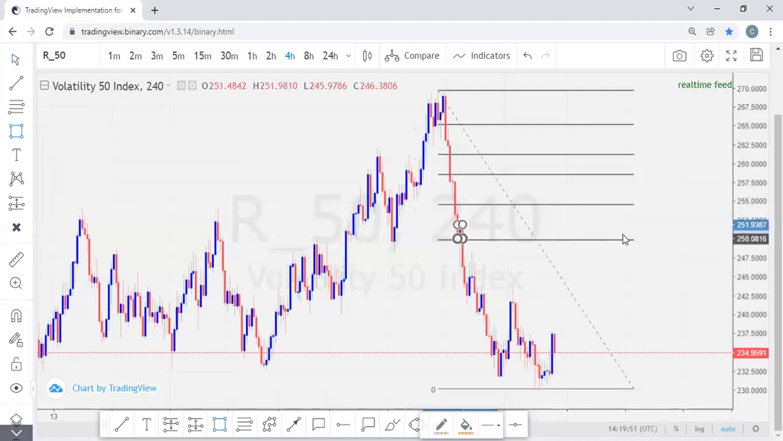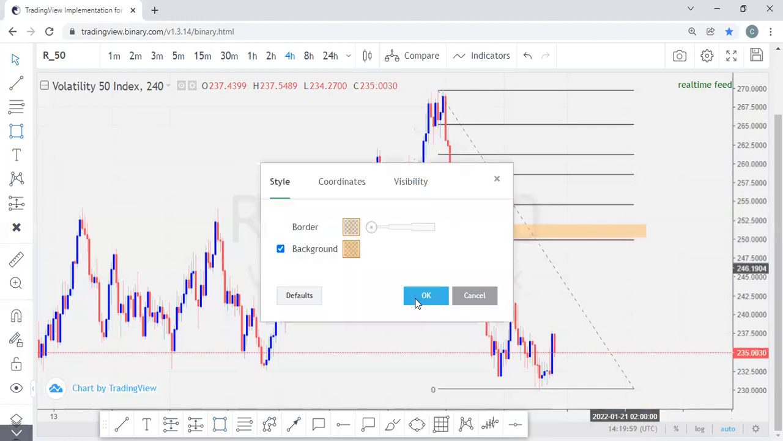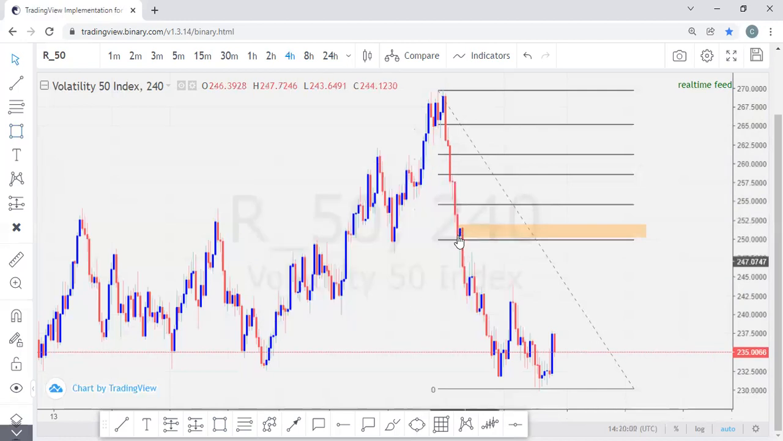supply zone here. So I'm looking at this region for a sell, right? That is my first area of interest. I can see some kind of push up before this heavy sell. So there's some kind of supply zone here, but I think it has been mitigated. So I'm looking at here.